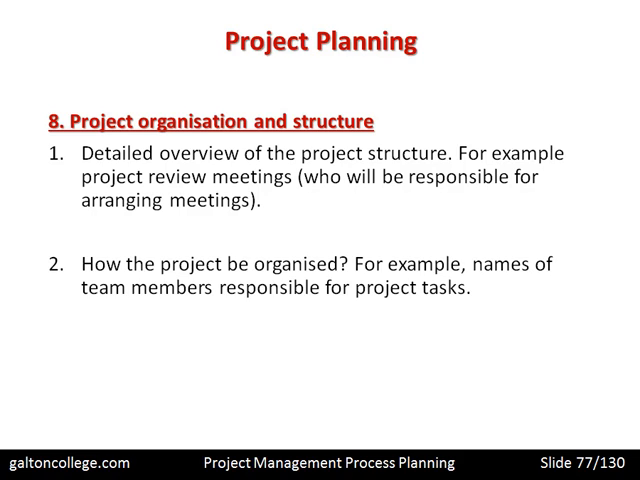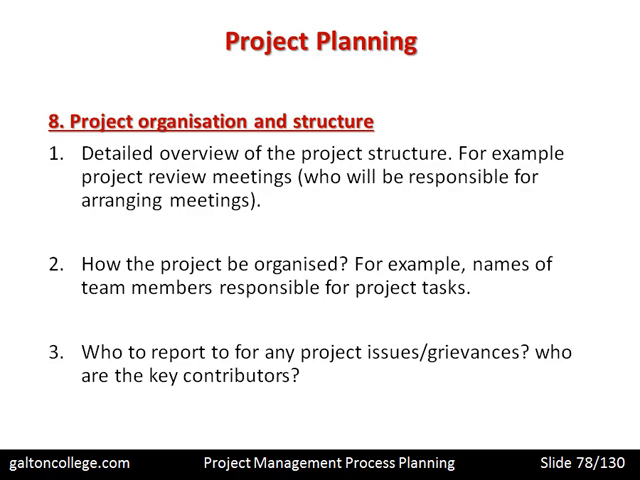Also, how will the project be organized? For example, the names of team members responsible for project tasks. It may be simply all of the different tasks are listed out and then names allocated to the various tasks. But the project must be controlled, and in order for it to be controlled, there must be an allocation of responsibilities that are required for the project and issued against team members' names. So perhaps a list of the various activities required and an associated list of names who will work on those individual tasks.